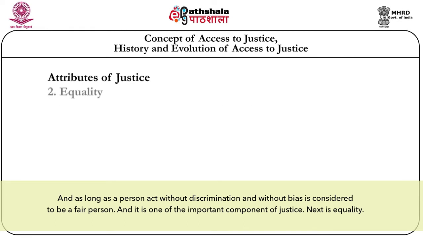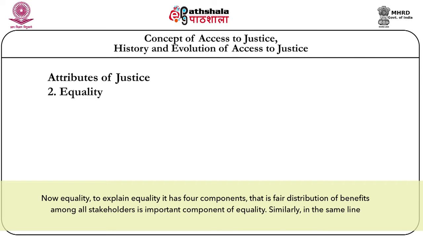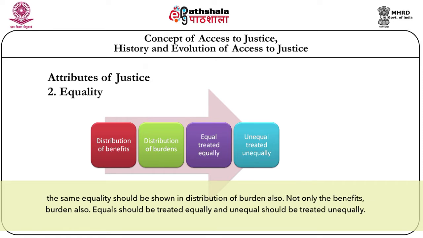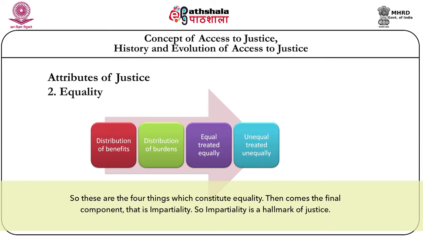Next is equality. To explain equality, it has four components. Fair distribution of benefits among all stakeholders is an important component of equality. Similarly, the same equality should be shown in the distribution of burden also, not only the benefits. Equals should be treated equally and unequals should be treated unequally. So, these are the four things which constitute equality.